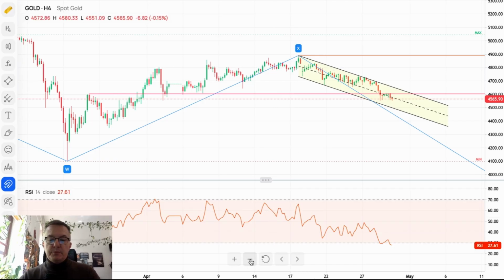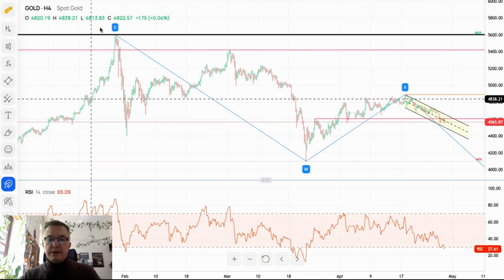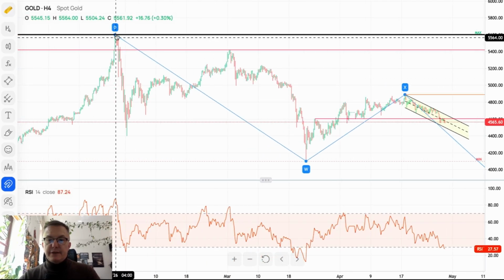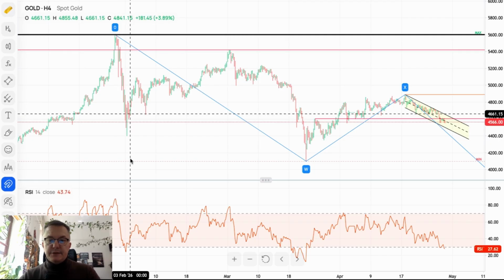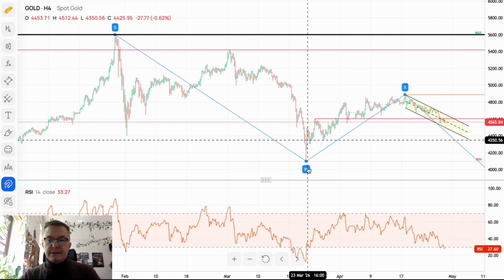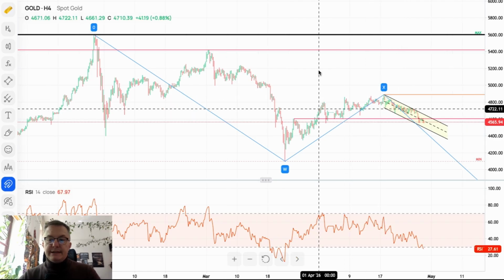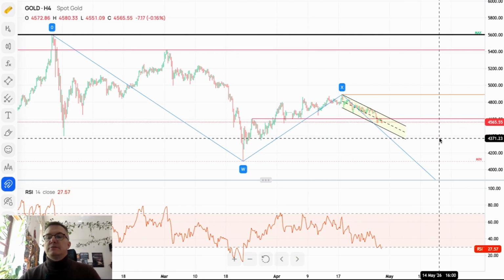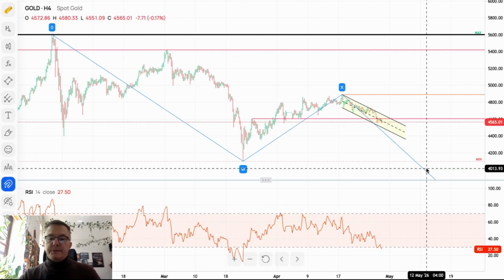So when we complete this big correction from the levels of 5,500 and 95, so almost 5,600. Wave A, wave B, wave C, that's the wave W, connector wave X, and now any kind of a correction might happen in wave Y to the downside.